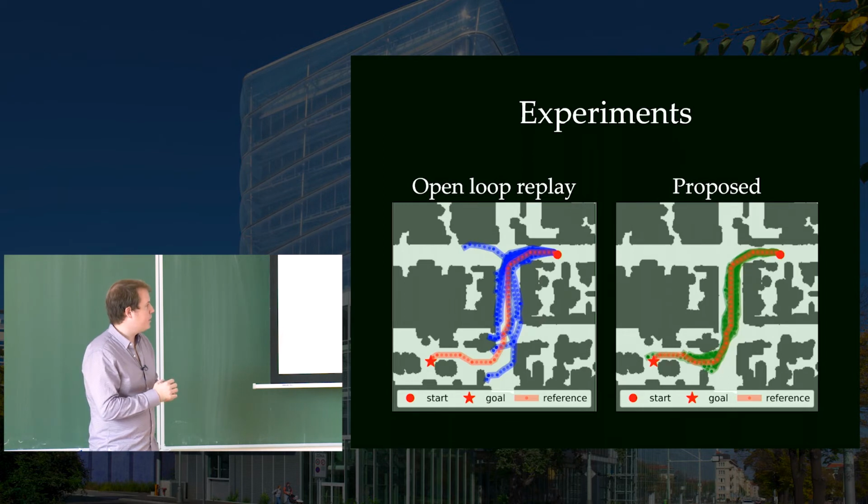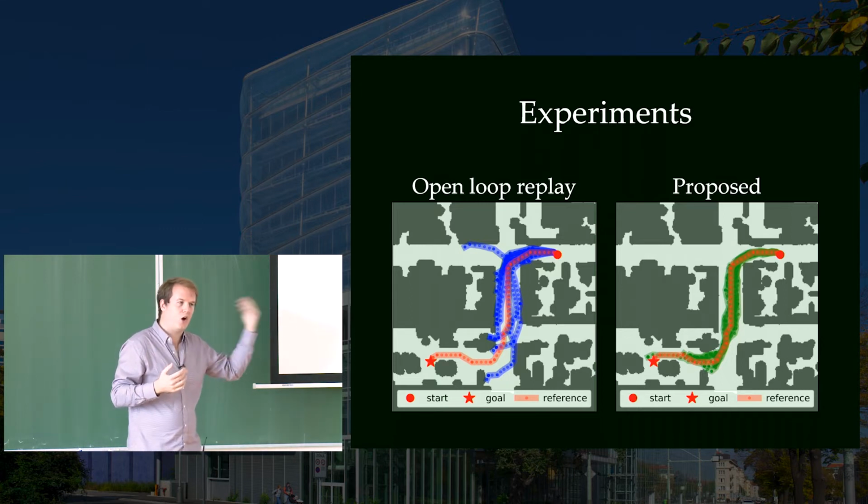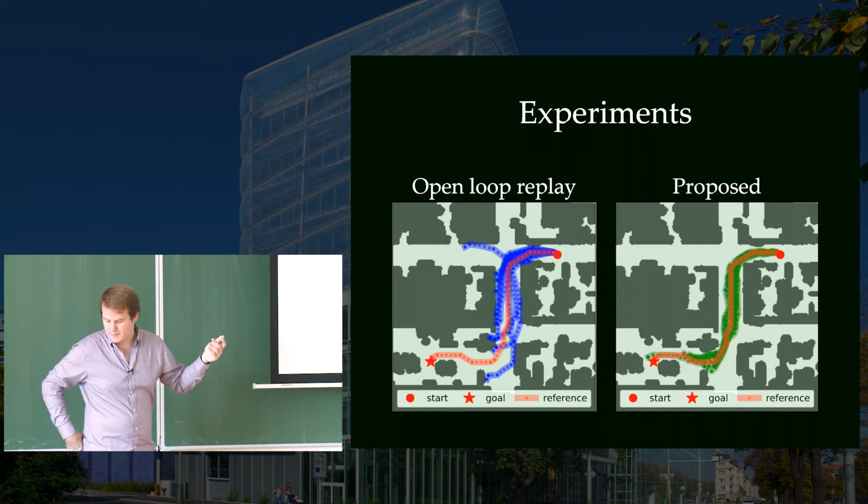Similarly, we have the open loop replay on the left. And here it's trying to go through this hall and then go into the door. And again, it doesn't work too well. And of course, you can control the noise, and we have some experiments on controlling the noise as well. And then on the right is our method, and it does reasonably well most of the time. It doesn't always necessarily get all the way to the goal, but it gets pretty close.